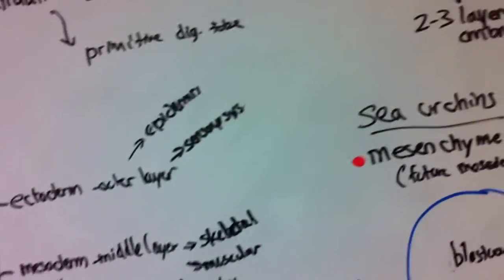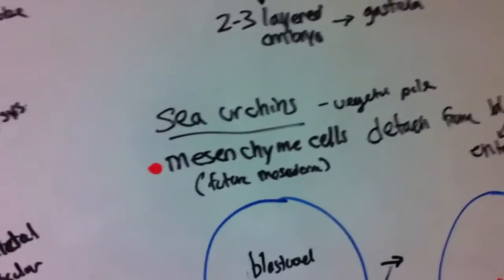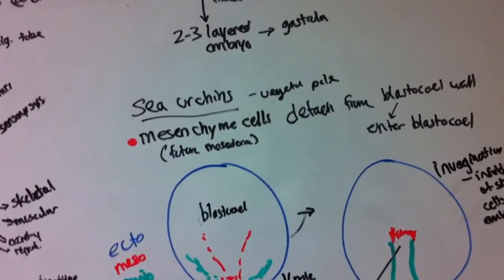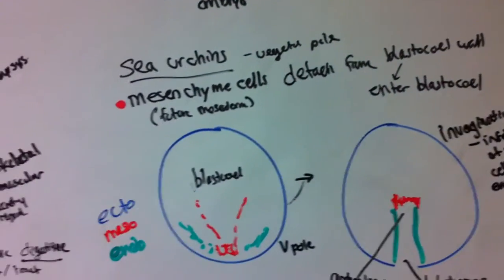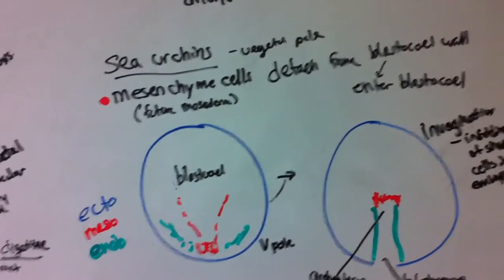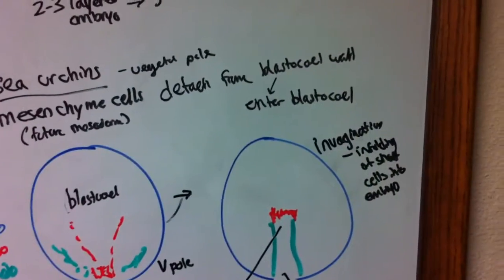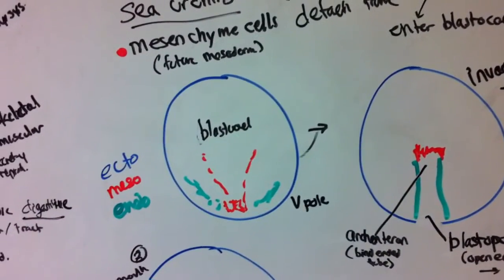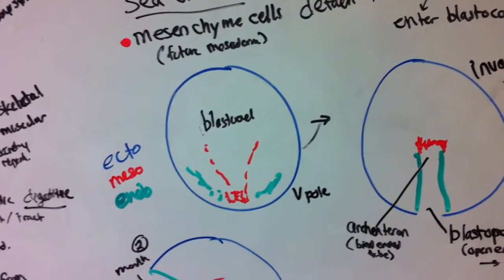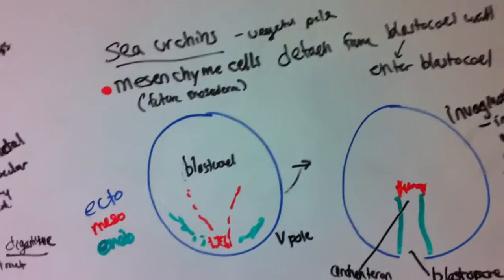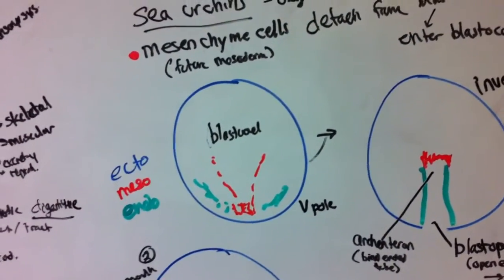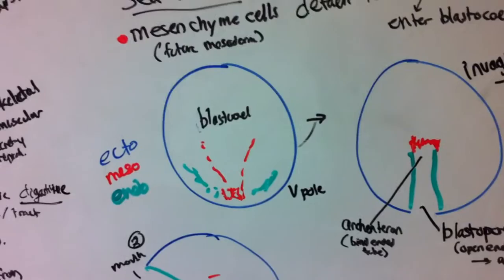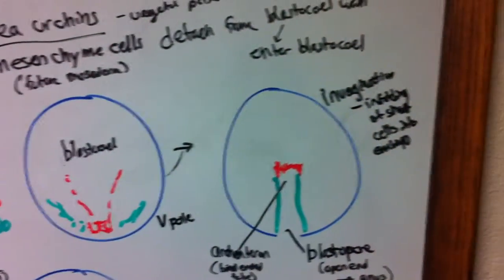So let's go ahead and look into this process of gastrulation for sea urchins. The process of gastrulation for sea urchins will begin at the vegetal pole, and in this case, mesenchyme cells will start to detach from the blastocoel wall. So again, blastocoel is that little cavity in the middle, and all of the different germ layers are color-coded. So the mesenchyme cells are basically future mesoderm cells. They start to detach from this wall, and the wall starts at the vegetal pole. Now as they detach, they start to move inward.